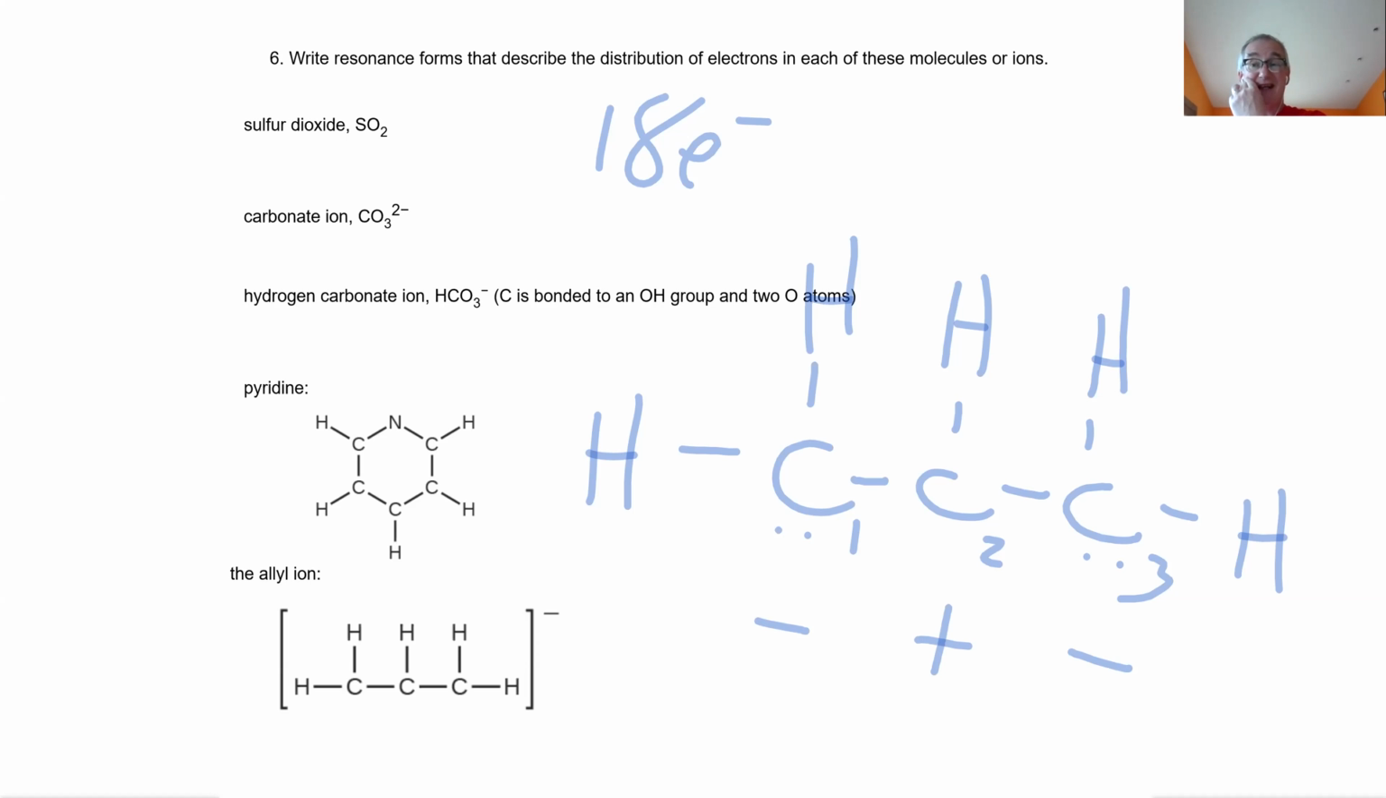So that is a potential way of doing it, right? The only problem is the carbon in the middle does not have an octet. So that's an issue. We need to deal with that. So how are we going to deal with that? You could move the pair from carbon 3 to double bond with carbon 2. Mm-hmm.